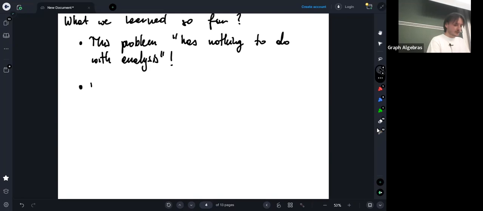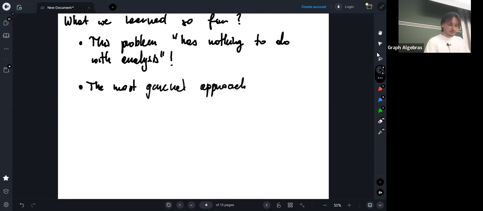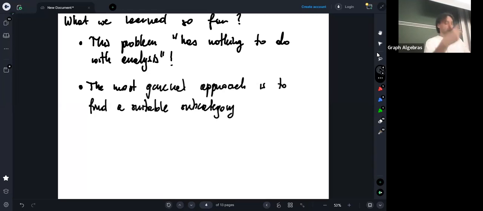Sure. So this is one observation, the most important observation. And the other important observation is that the most general approach is to find a suitable subcategory of graphs. So the thing that Piotr was doing in the covariant case, I'll be doing for the contravariant case. Okay, so this is our approach.